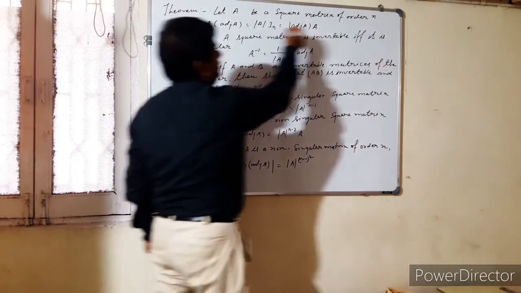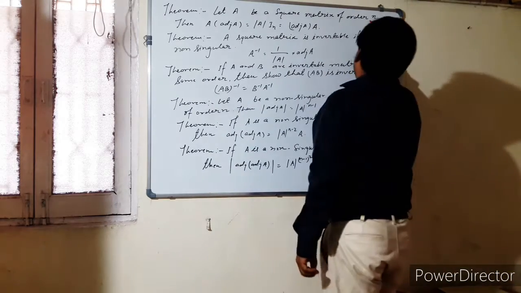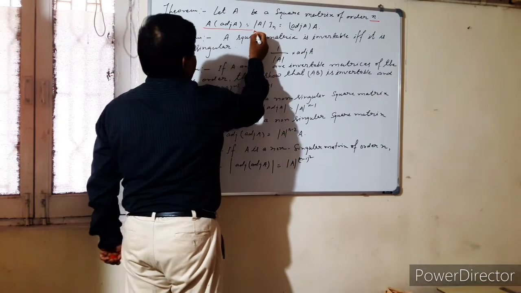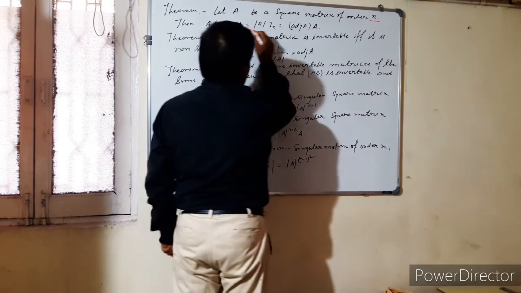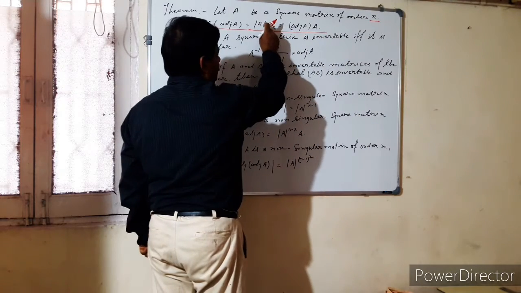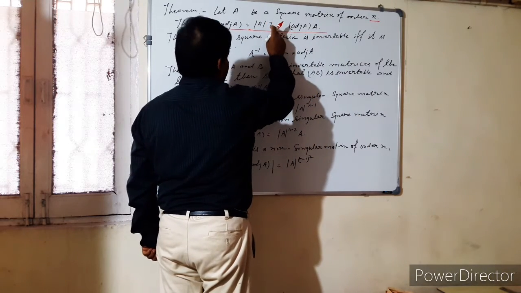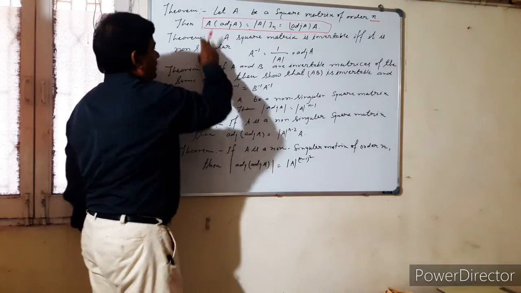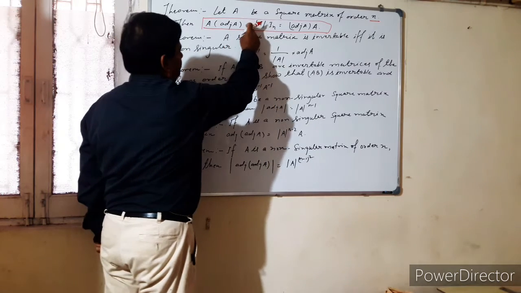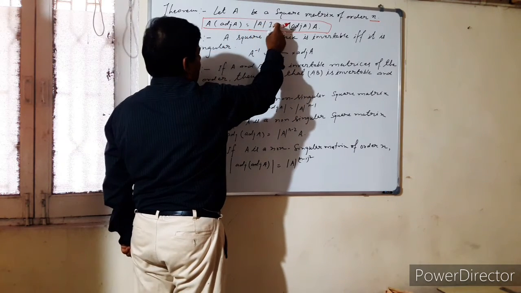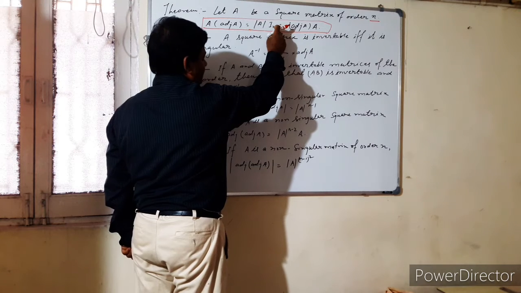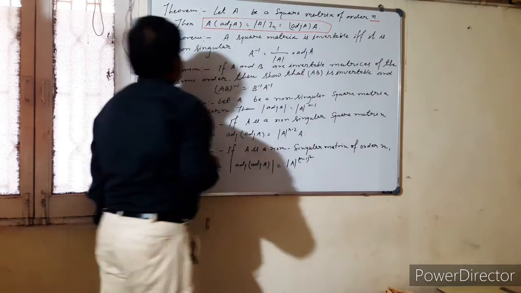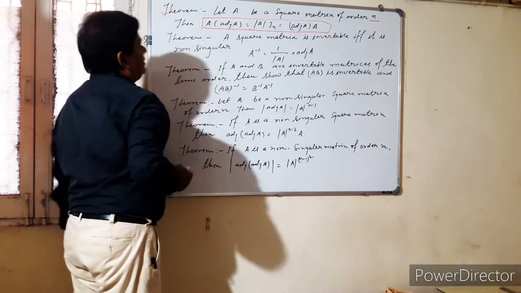Theorem: let A be a square matrix of order n. Then A adjoint A is equal to determinant A I n, where I n is the identity matrix of order n. This is the theorem. Keep in mind, A adjoint A equal to determinant A I n is equal to adjoint A into A. This is theorem number 2.